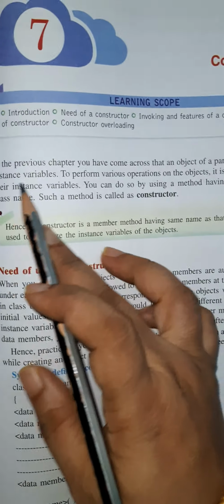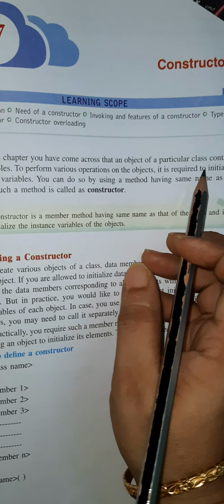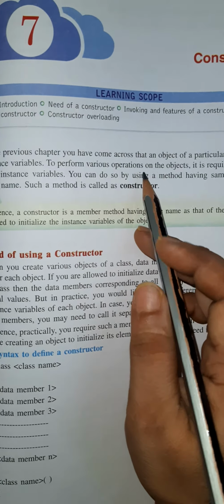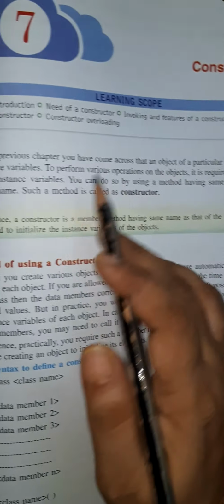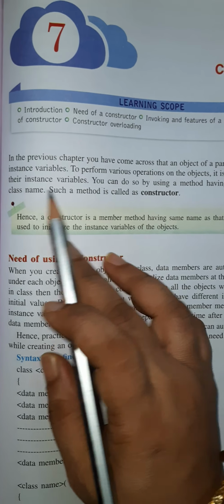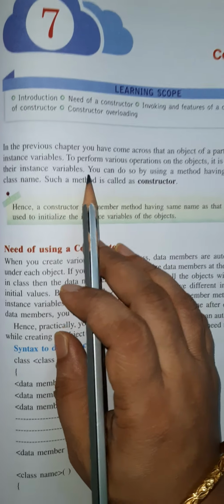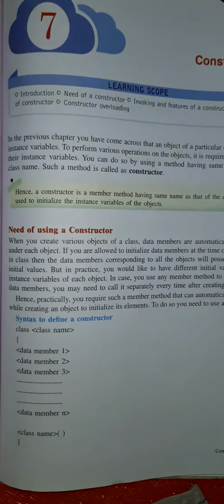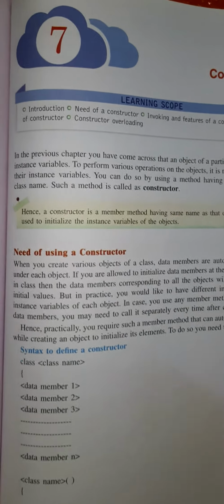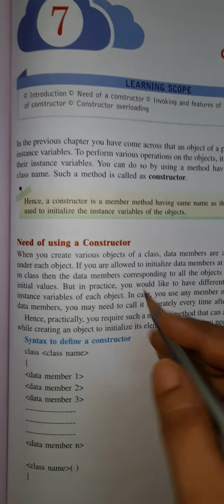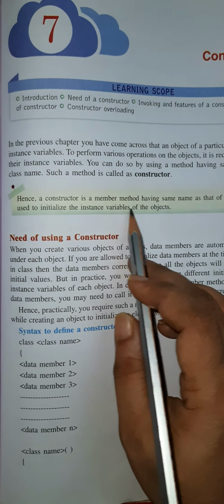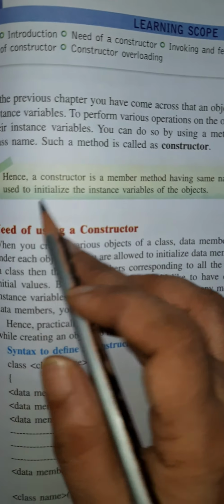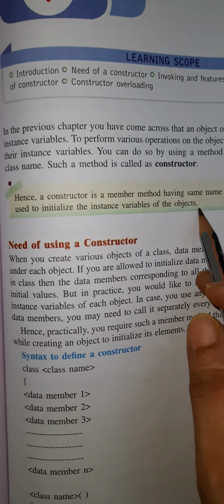So in the previous chapter you have come across that the object of a particular class contains instance variables. To perform the various operations on the object, it is required to initialize the initial value in the instance variables. So we have to give values to them. You can do this by using a method having the same name as the class name. Such methods are known as constructors. Hence a constructor is a member method having the same name as the class name and is used to initialize the instance variables of an object.